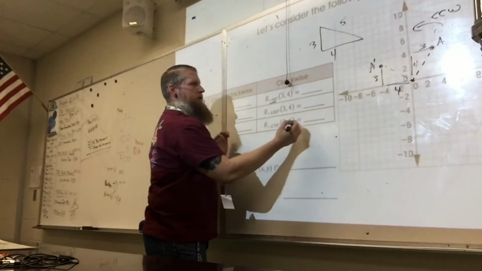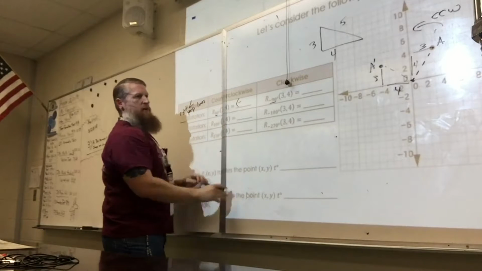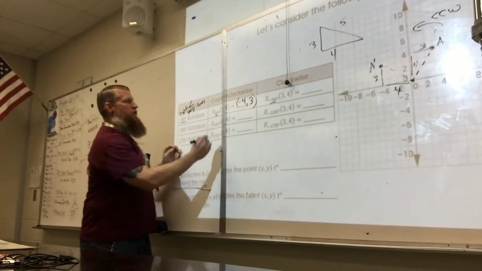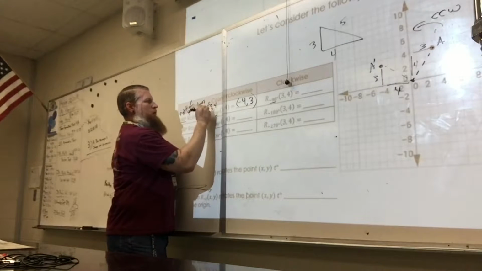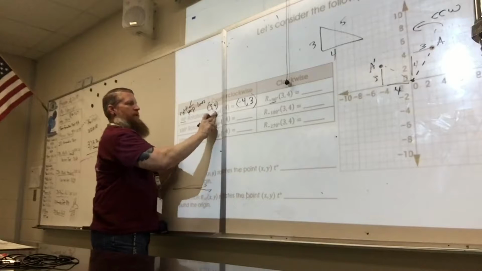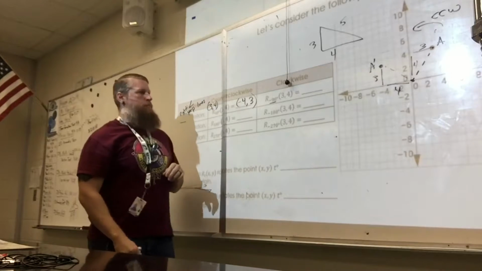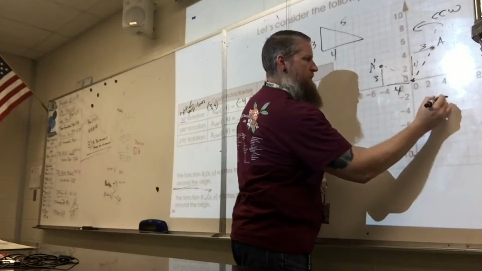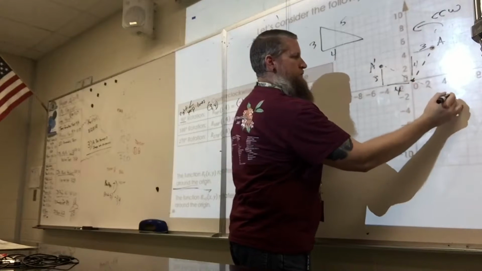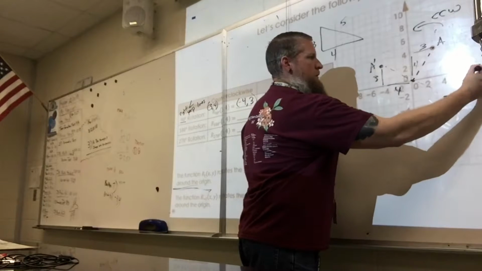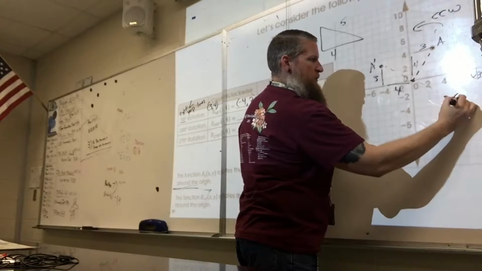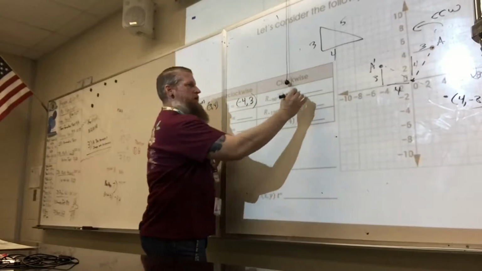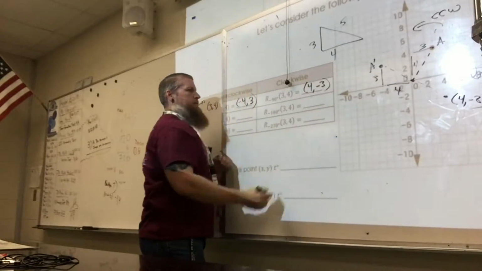This point here should be, what am I at? Negative 4, 3. Okay, so for this one, you started at 3, 4, and you went to there. And if I do the clockwise one, where was it? It was right there. So that clockwise one took me to 4, negative 3. That was that first one I put up there.